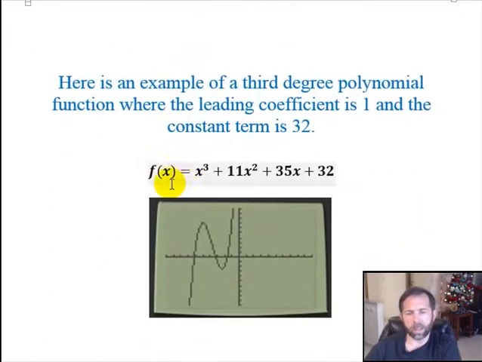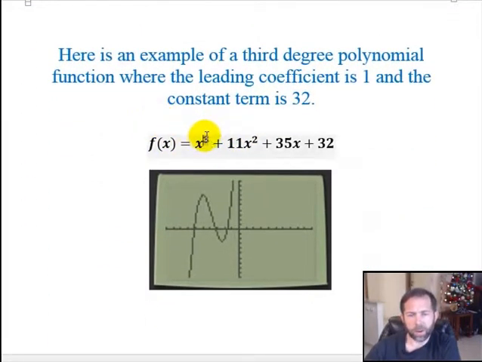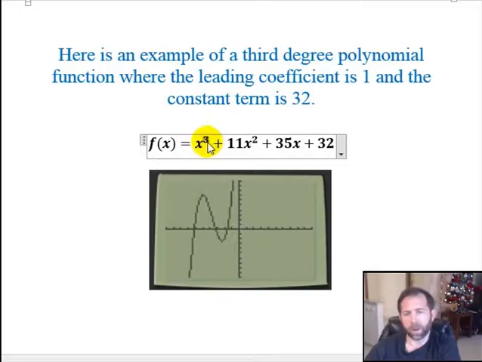So this is just an example. This is a 3rd degree polynomial with a leading coefficient of 1 and a constant term of 32. So this is what the graph would look like. It's just this curvy polynomial function.